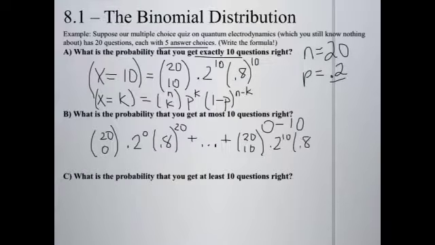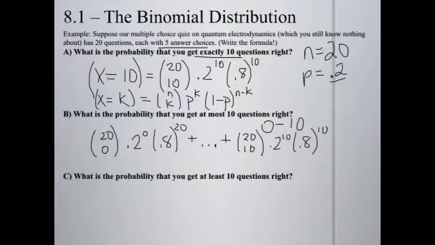Your exponents should add up to n. So 10 plus 10 gives me 20, which is correct, and then 20 plus 0 gives me 20. So your exponent should add up to n, the number of observations.